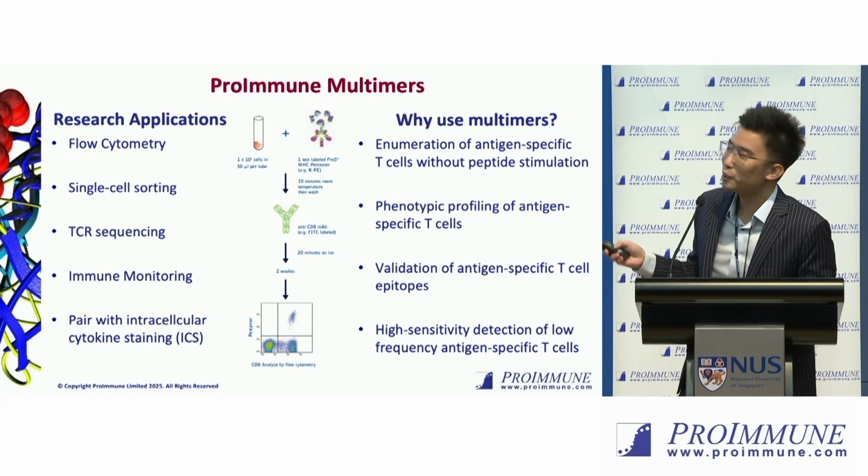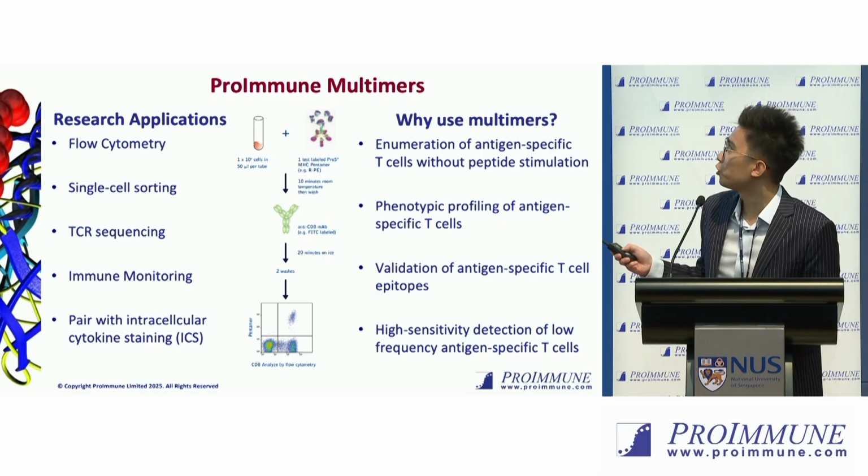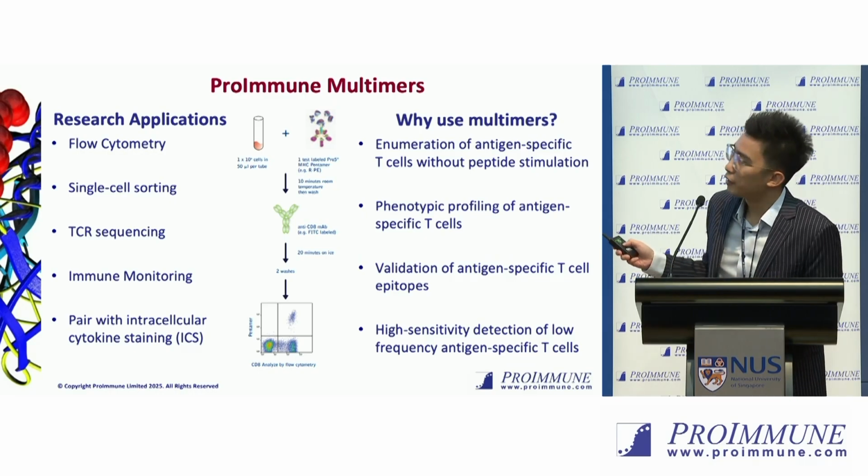Okay, the center here is basically an illustration of the protocol to show how straightforward it is to actually use them. You just use one test of the pentamer or tetramer to stain it with 1 million of your cell sample, and then incubate it for 10 minutes at room temperature, and then follow with a wash step.